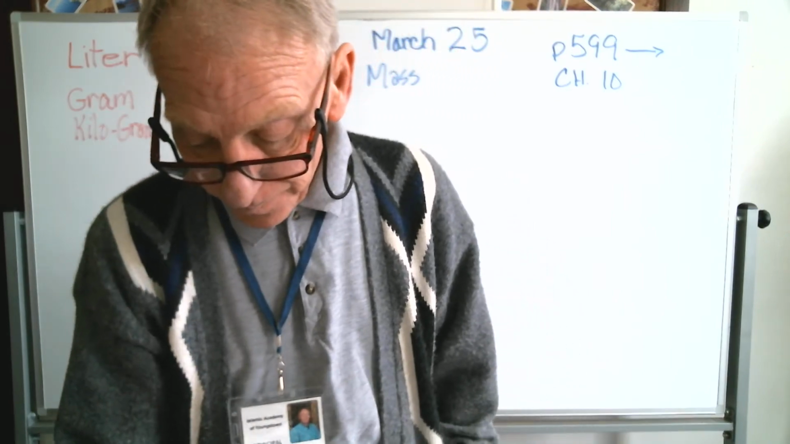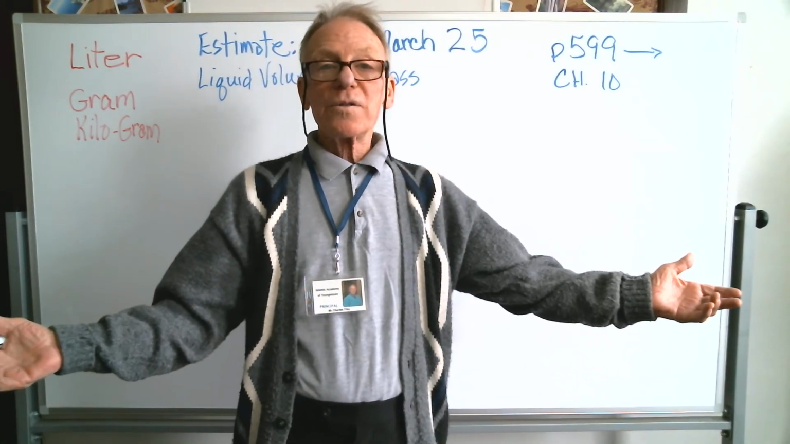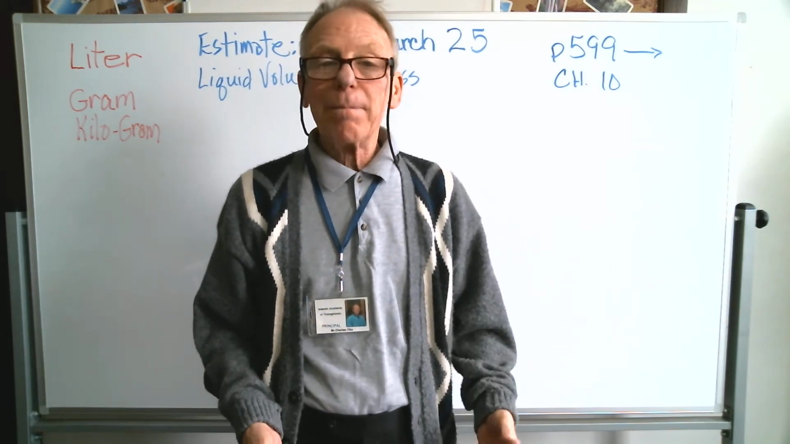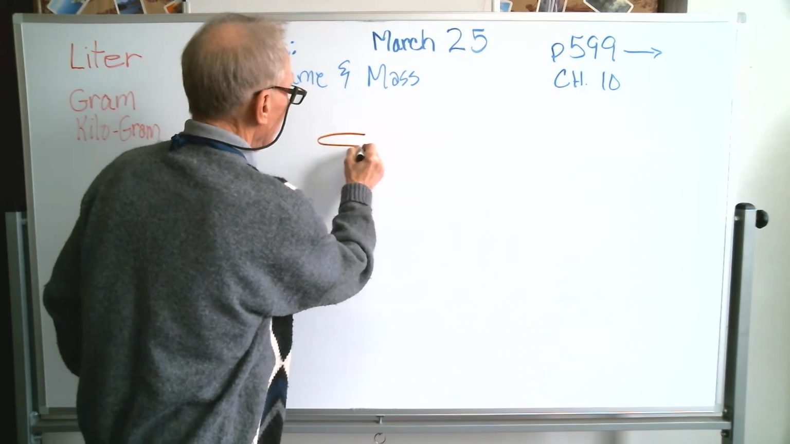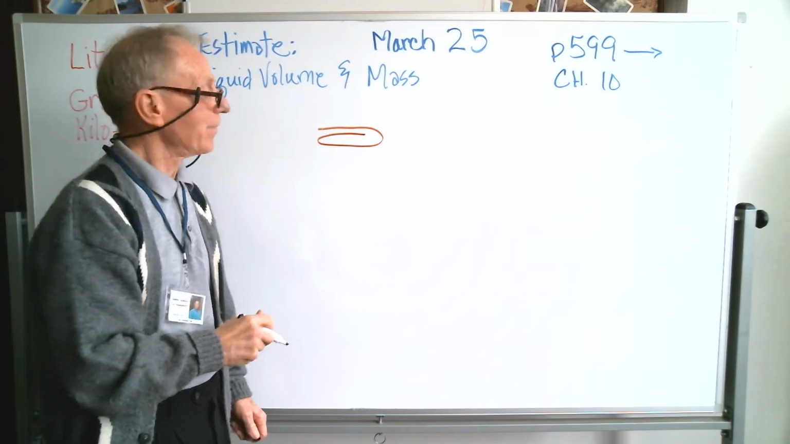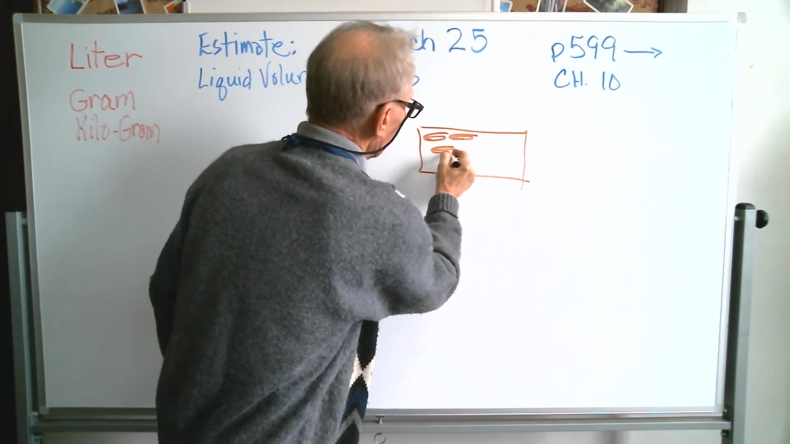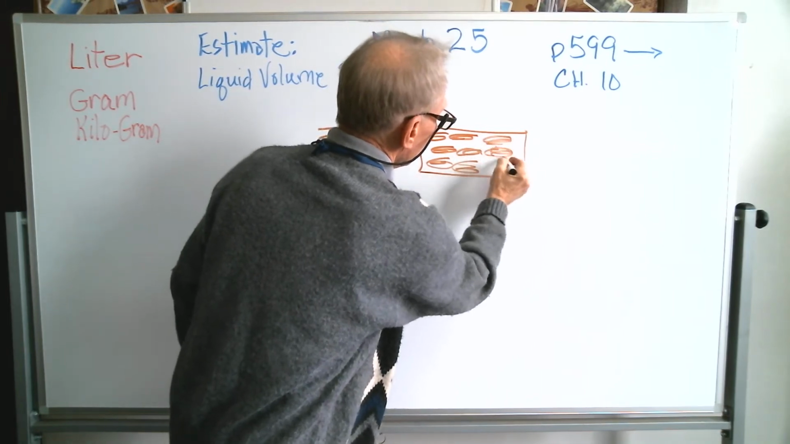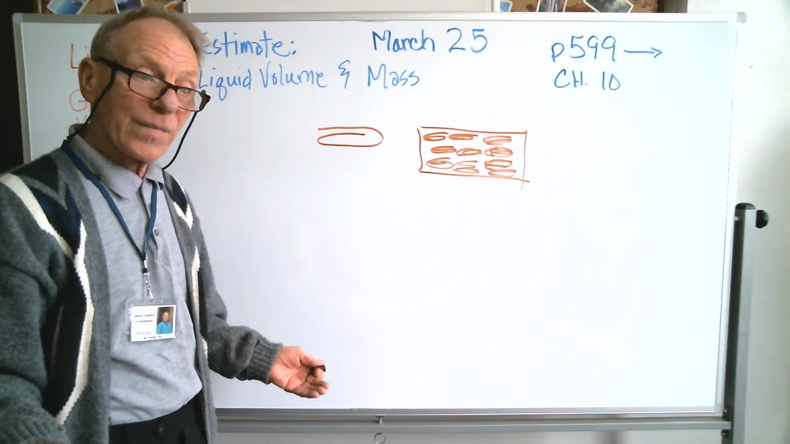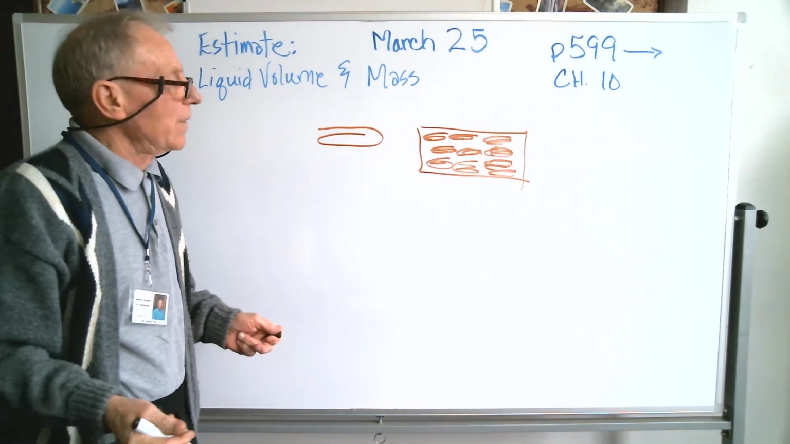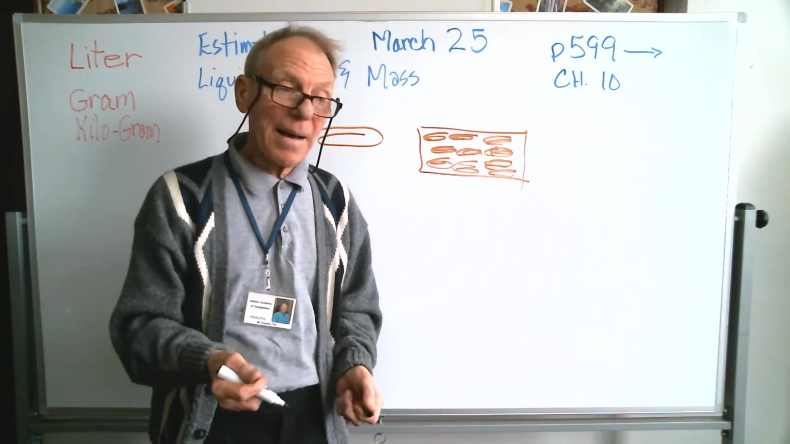Now the next lesson, 10.8, it talks about measuring mass. What is mass? Well, mass is kind of the weight of something. As an example, you have a paper clip, and then you have a box with a lot of paper clips in it. Which one do you think has the greater mass? One single little paper clip or a whole box full of paper clips? Well, obviously, the box full of paper clips is going to have more mass.